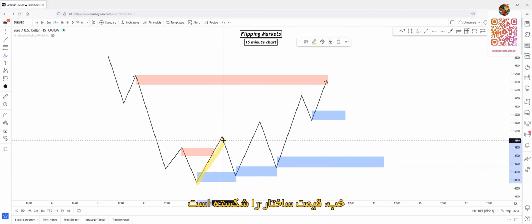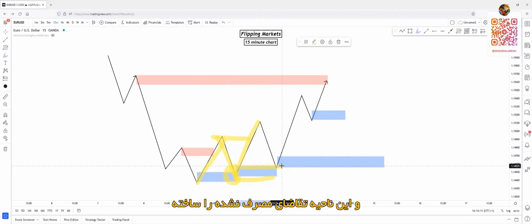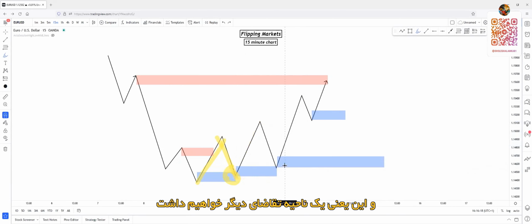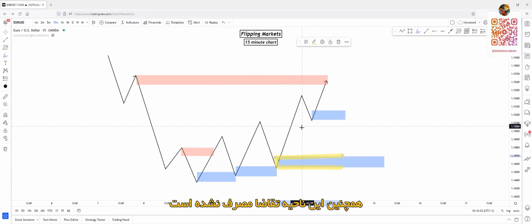Okay, price broke structure, mitigated this zone, broke structure to the upside again, created this fresh new demand zone, mitigated this fresh new demand zone again, broke structure to the upside again. This means we will have another demand zone, which is this one. This demand zone also left unmitigated.